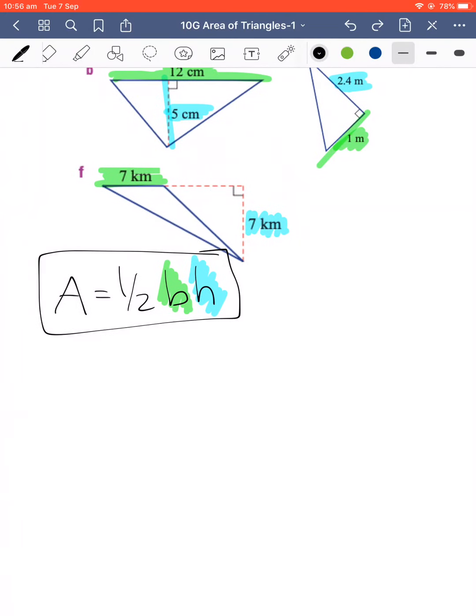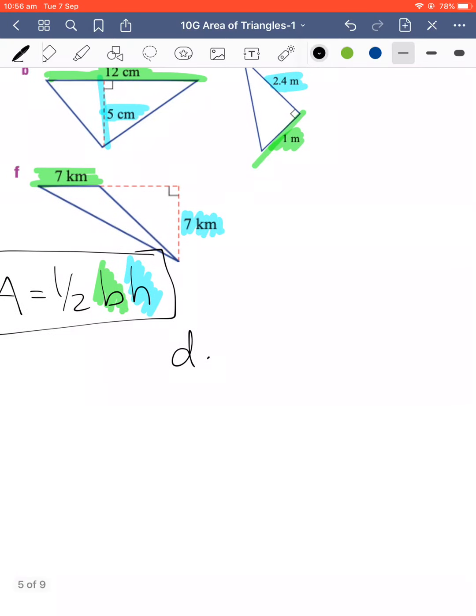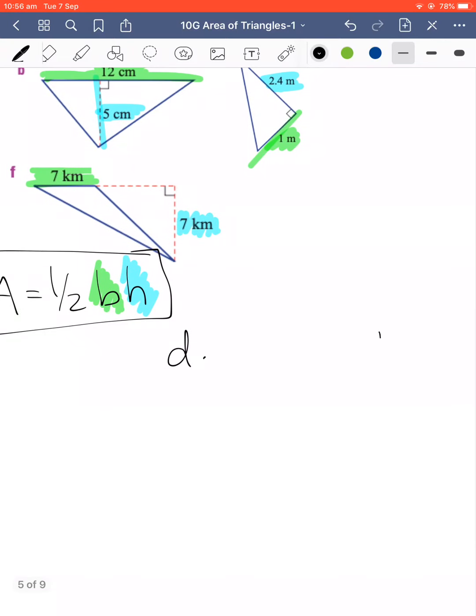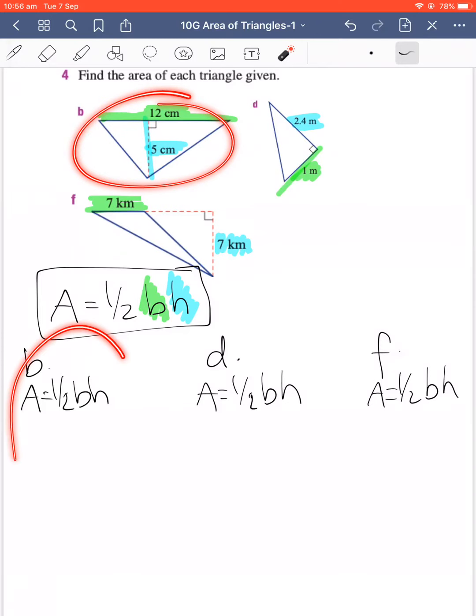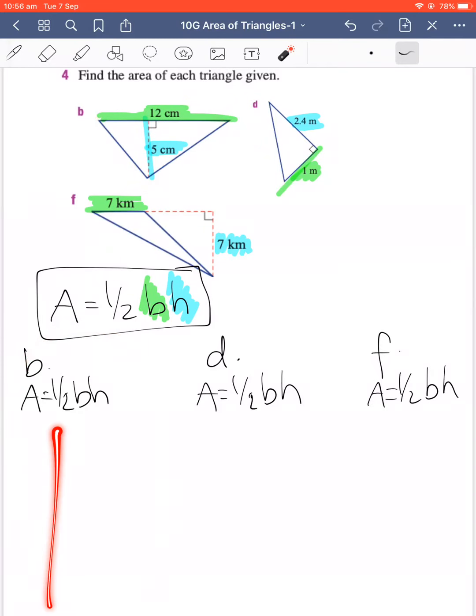So first thing you do for all of them is you substitute in your values. So I'll write my equation in first. Half base times height. And the next thing that you do is you do every single one. We're going to do the same process. So I'm going to model one of these and then just show you a little bit about those two as well.